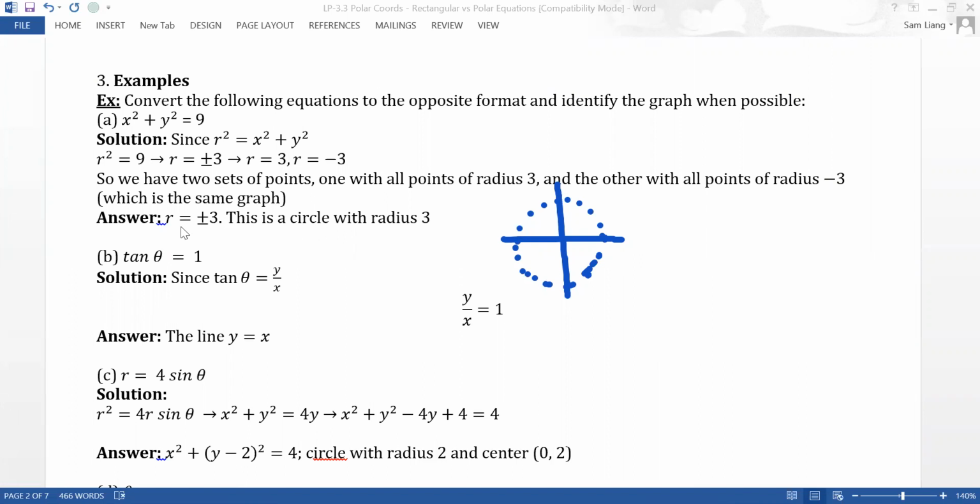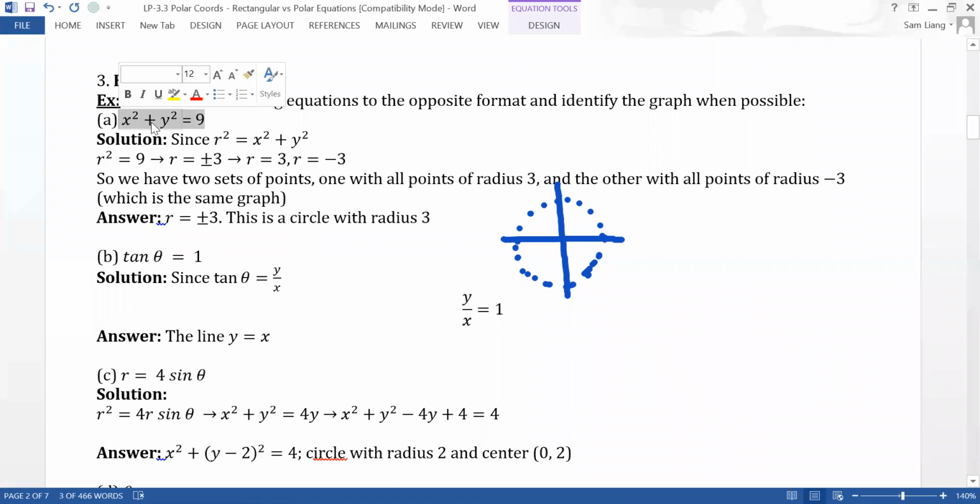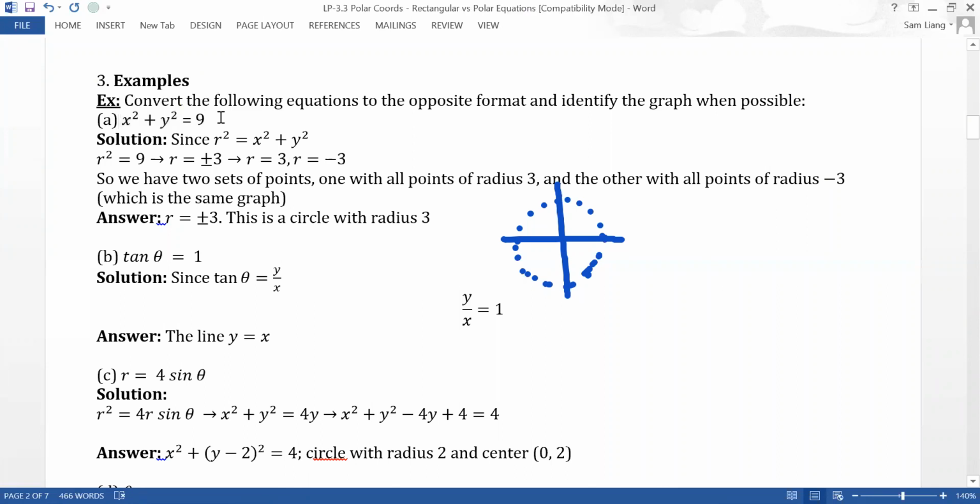Okay, so the answer is r equals plus or minus 3. That's the polar form of this equation of the circle. And this is a circle with radius 3. And actually, I guess you can tell, from the original equation, x squared plus y squared is r squared, right? You know that from geometry and maybe algebra 2. You can tell that's a circle of radius 3 from the rectangular form. Okay. All right. But with that said, we'll move on to part B.